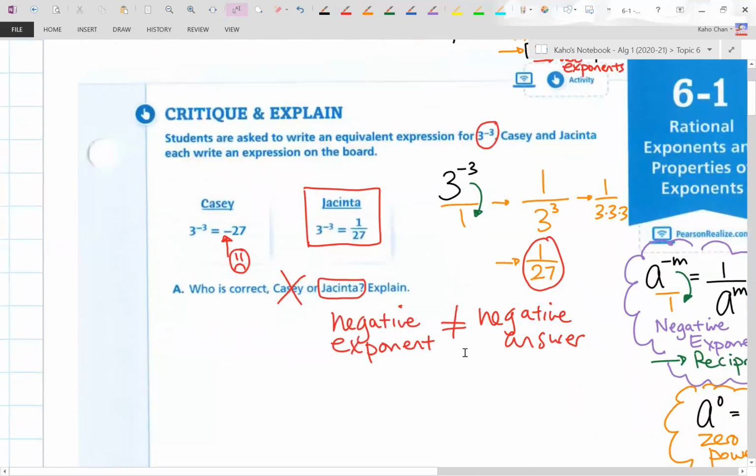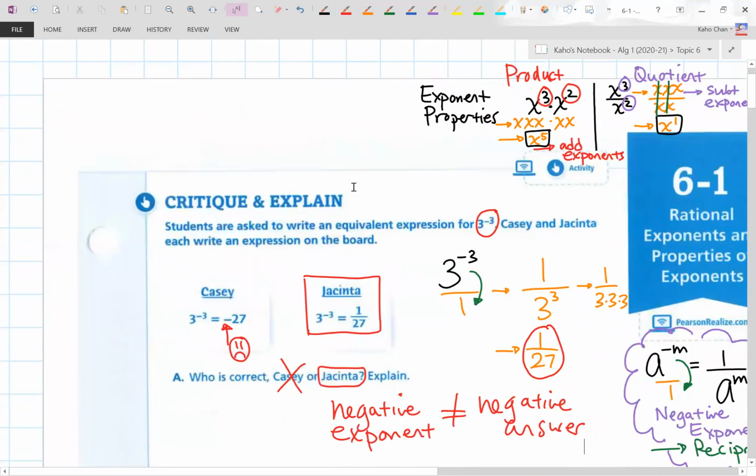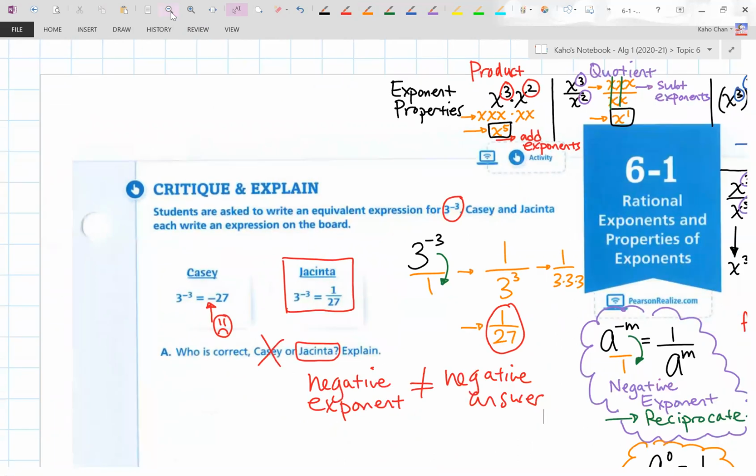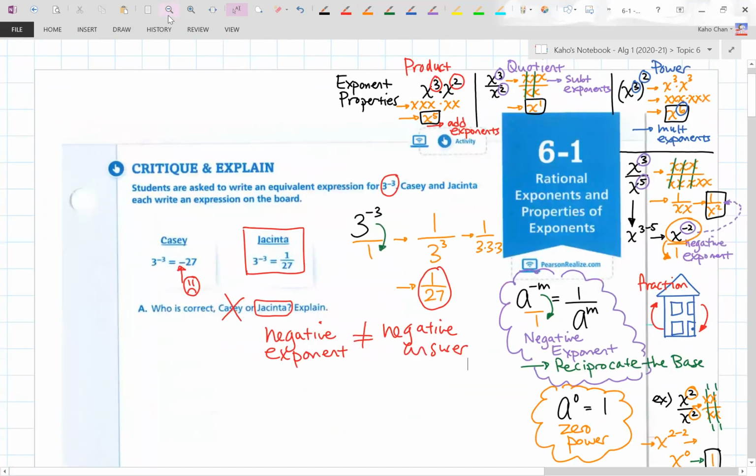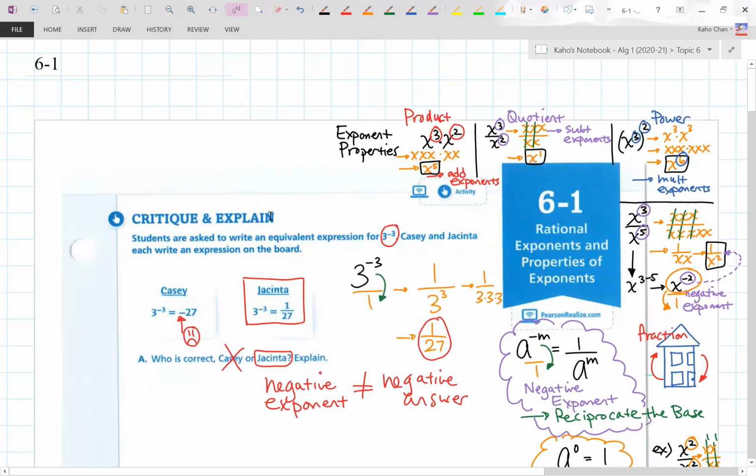All right, very important, this concept. I know sometimes in math they use symbols that mean different things. In this case, a negative exponent does not mean it's a negative answer. I kind of hate that about math, but we just have to be aware of that. There are only so many symbols that you can use out there.